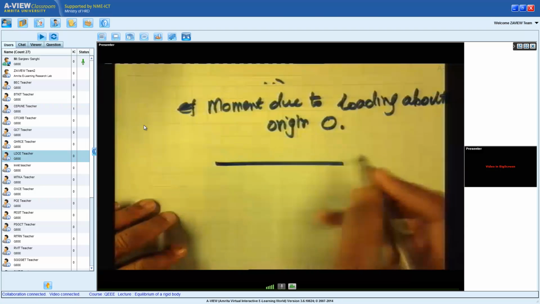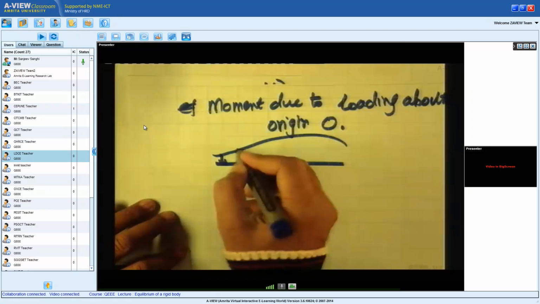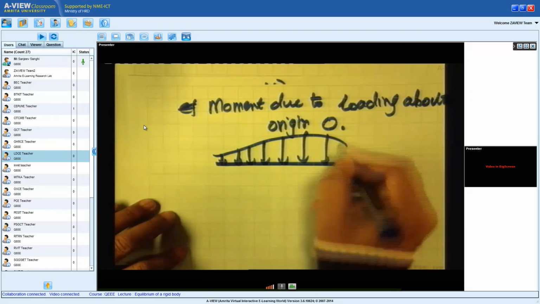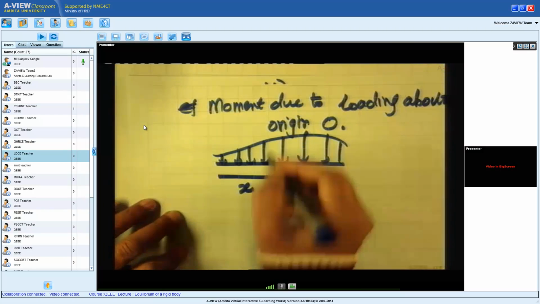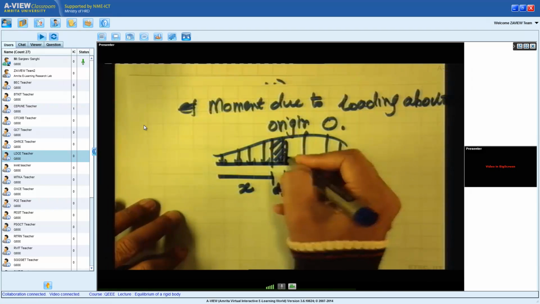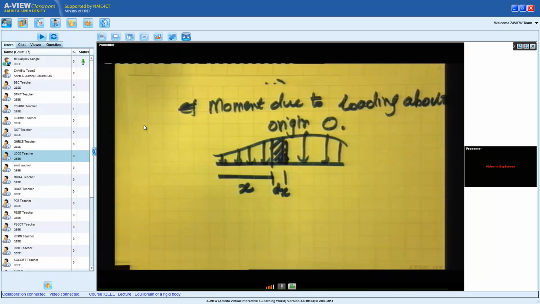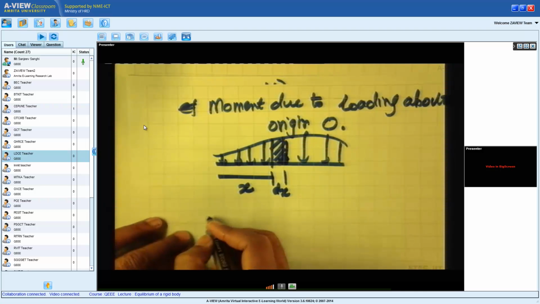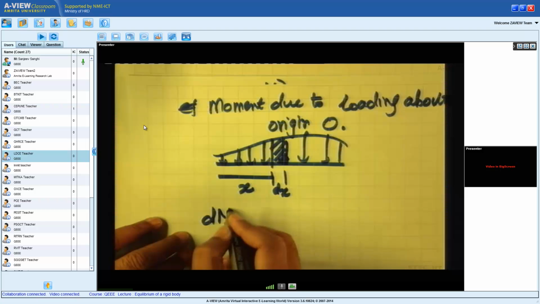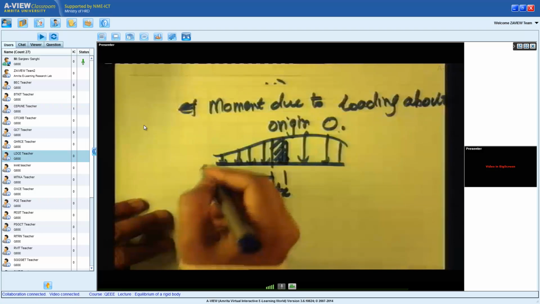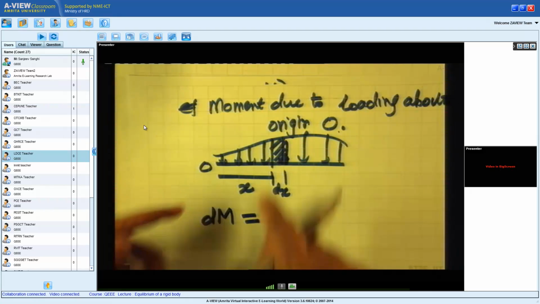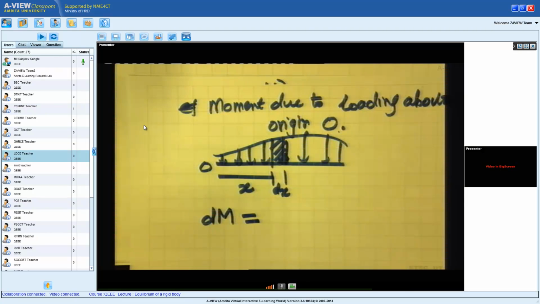So once again, like before, this is repetitive, but we have this function W of x. We choose an element dx at a distance x away. So now the shaded part is the force which is acting here. Let me work out what is the moment about origin. What is the moment because of this force dF, which is w of x dx, about the origin?